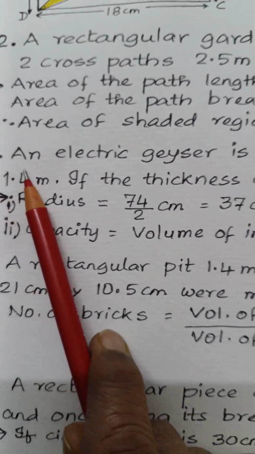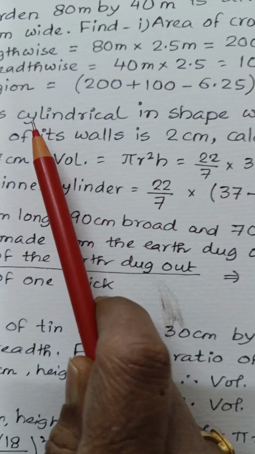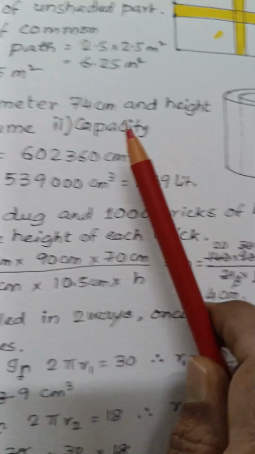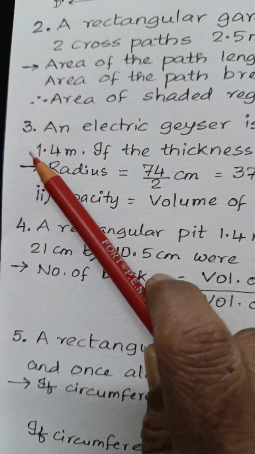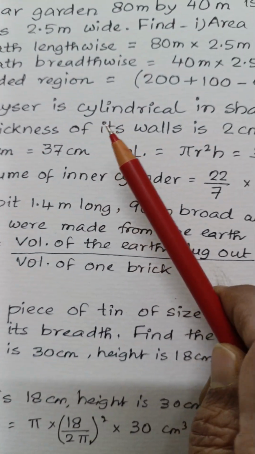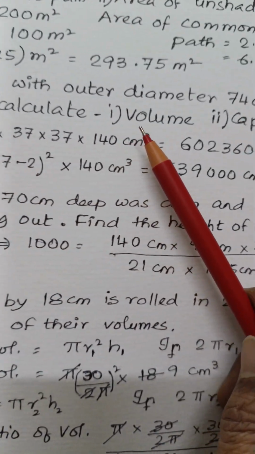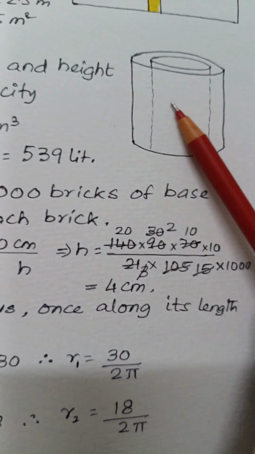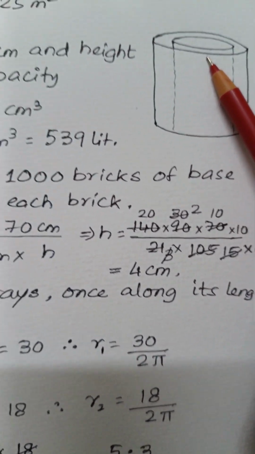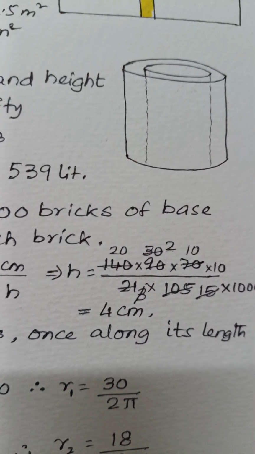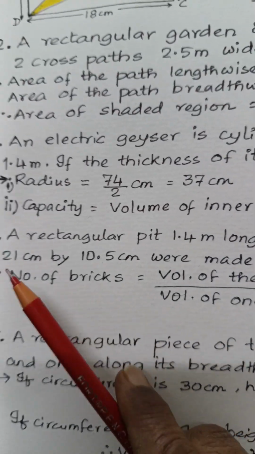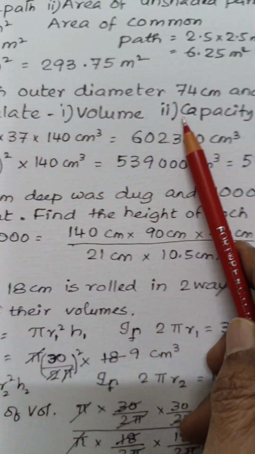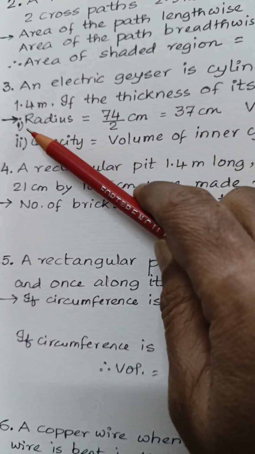Now, number 3. An electric geyser is cylindrical in shape with outer diameter 74 centimeter and height 1.4 meter. If thickness of its walls is 2 centimeter, calculate the volume and the capacity. Now, this is the diagram. This is the geyser. If thickness of its walls is 2 centimeter, calculate the volume and the capacity.